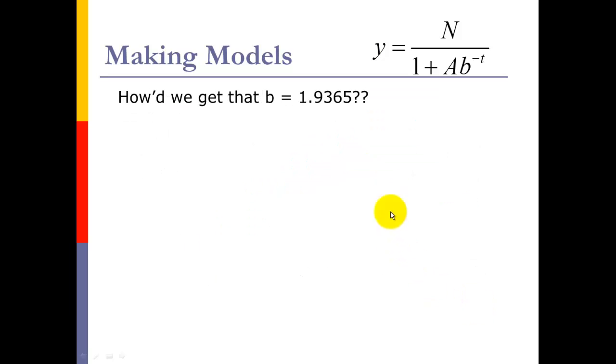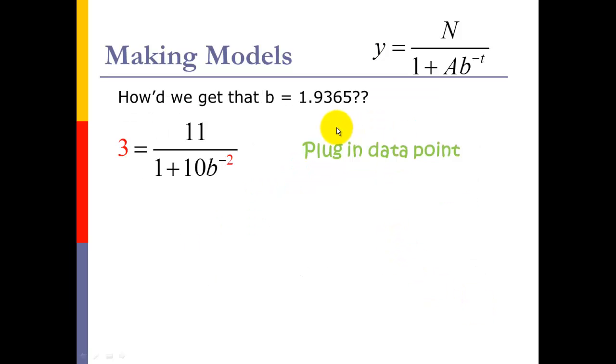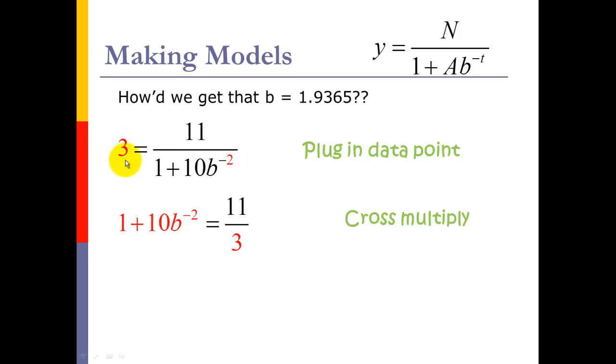So how did I get that b value? The first thing I do is plug the data point in. We had 2 for our t value, and 3 for our y value. That's the first step. Next step, let's cross multiply. I'm going to bring this stuff up out of the denominator, and we're going to bring the 3 back over. So it's multiplication on both sides of the equation.